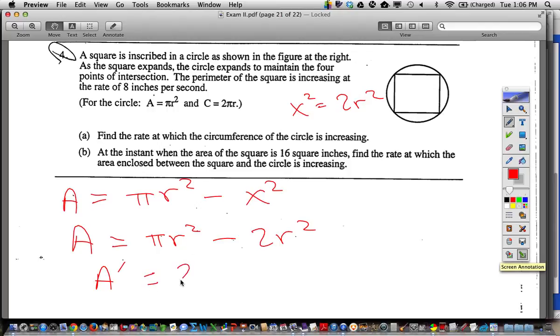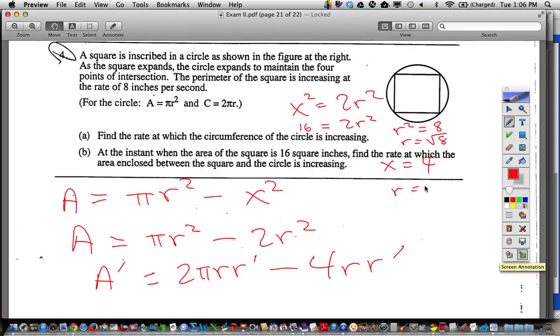So my derivative would be 2 pi r r prime minus 4r r prime. And now those things that I had brought up a minute ago. Now we knew in this problem, since the area of the square is 16, we know x is 4. If x is 4, what's that make r? Square root of 8. So r is going to be square root of 8. So I can put in here 2 pi square root of 8.